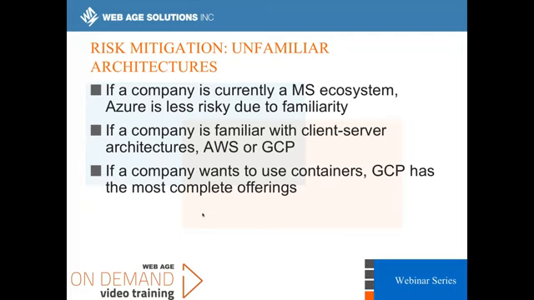Unfamiliar architectures. If the company is obviously currently a Microsoft ecosystem, Azure will probably have architectures that are more familiar. If the company is already familiar with client-server architectures, with the ability for things like message passing and queues, then it would be AWS or GCP. If the company is using or wants to extend the use of containers, GCP or Google Cloud Platform probably has the most complete offerings.